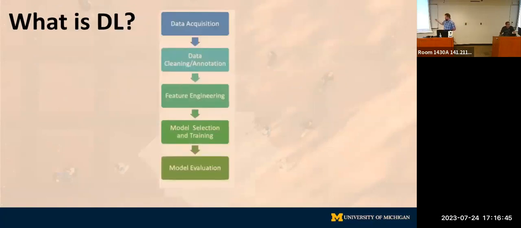So here's an example of what goes through the deep learning phases. You acquire your data, you clean and annotate it if you need to. You do some feature engineering to make sure that the right things pop out during the learning phase. You select your model. This is probably one of the hardest parts, deciding what to do with your machine learning, exactly which AI to use. You let it train, for hopefully not too long, because it burns down forests when you do it. And then you evaluate the model.